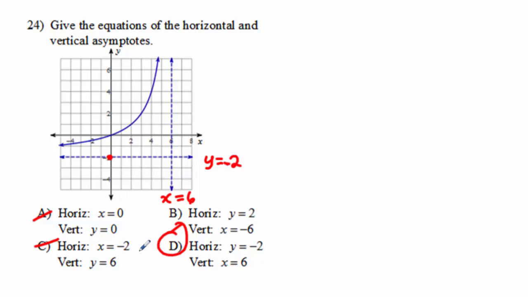So notice that if you got the x and the y wrong, you would pick C, and that would be bad. So you need to remember horizontal asymptotes are y equals and vertical asymptotes are x equals. If you forget, you can actually plug in y equals 2 and y equals 6 on your calculator graphing, and it'll graph. Sorry, this was a -2. So this will be the correct line, and this one will not. So that would be a way for you to check yourself.